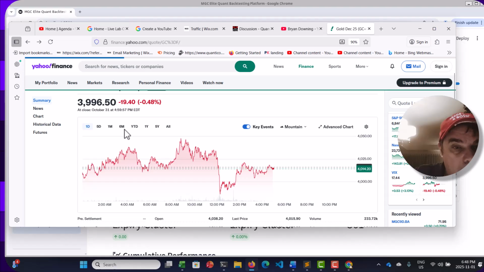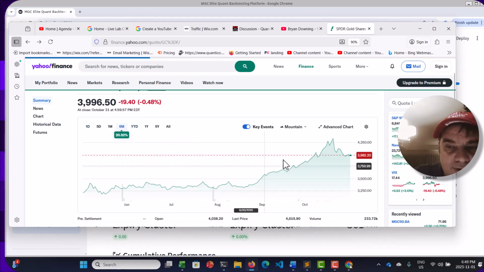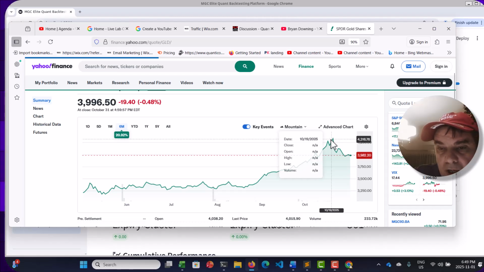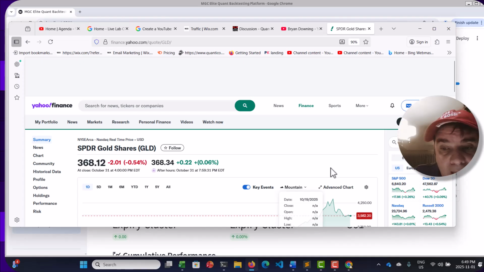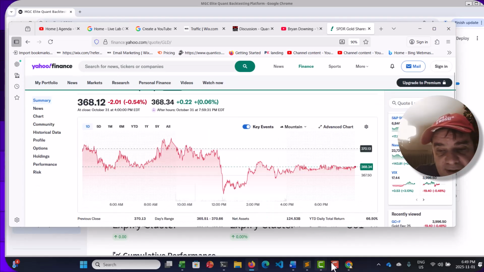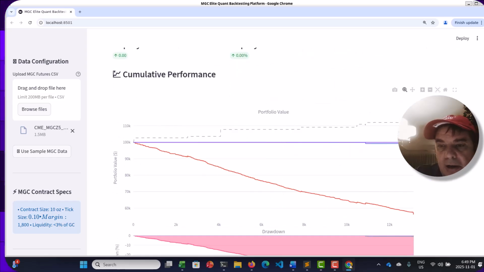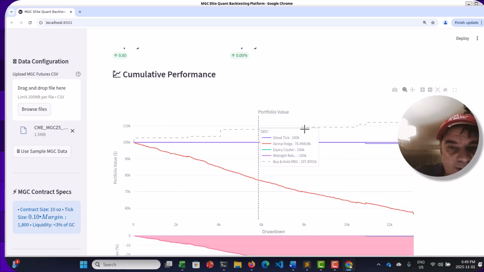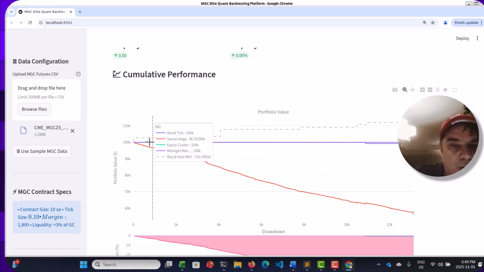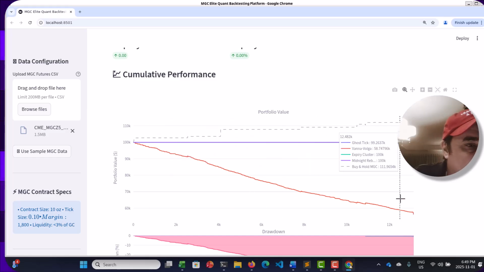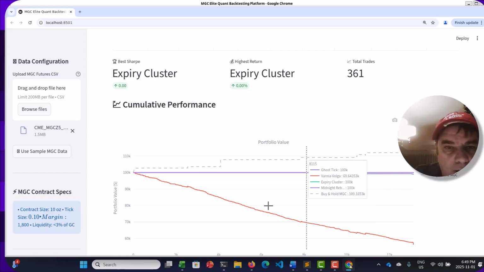This is the future. So if I was to look at a 6 month, what I'm referring to is right here. When you look at October around the 21st, this drop from 4,300 to 3,900 is a 10% drop, and it has not yet recovered. So you're starting to see this reflected in these charts. Here is your buy and hold, this dashed line. All of these HFT shadow strategies definitely are not working.